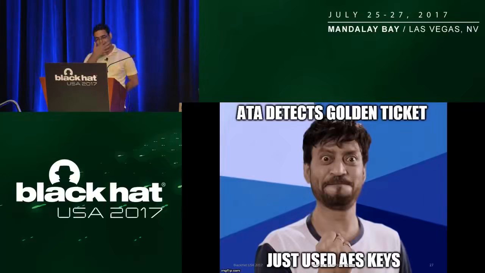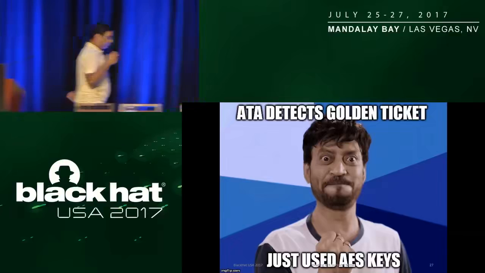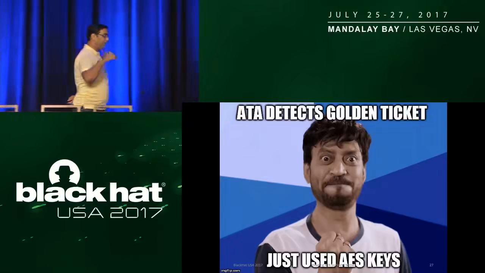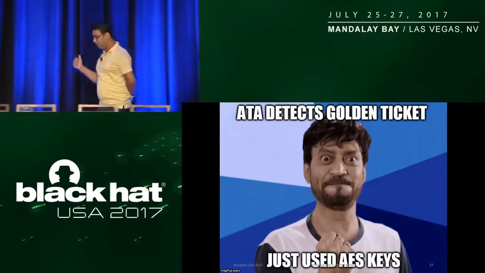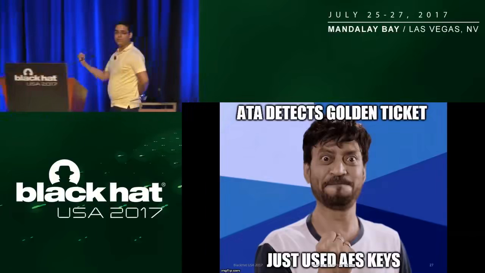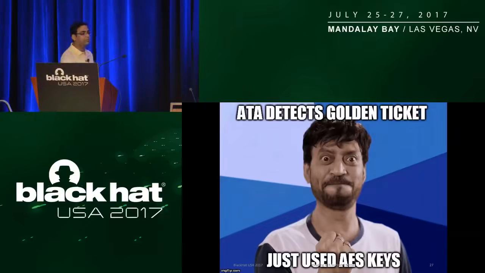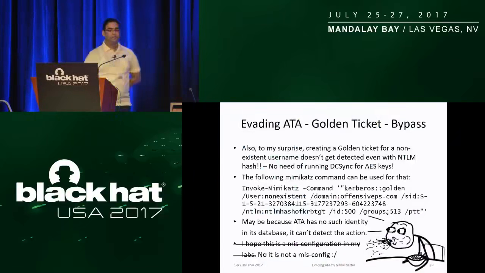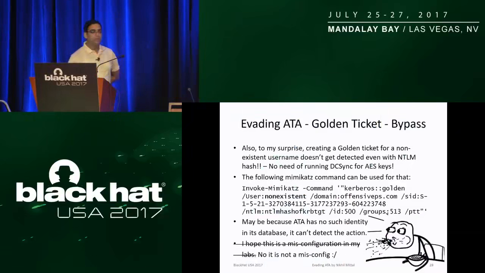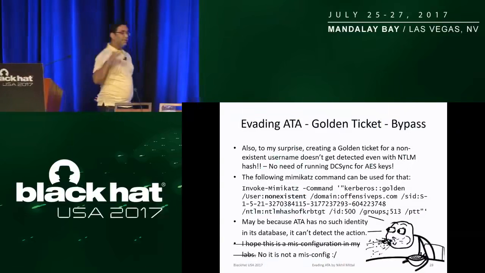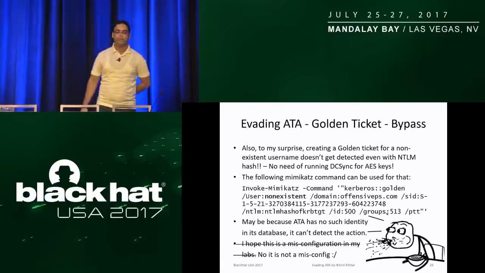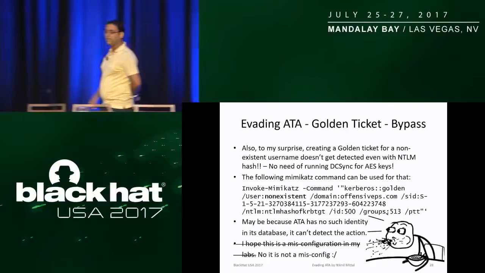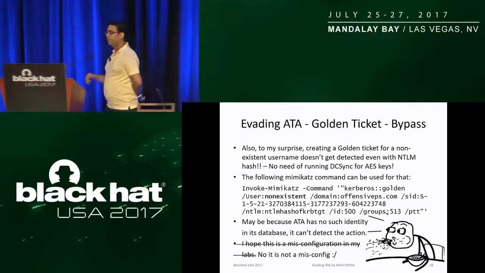So once again, ATA detects golden tickets that use AES keys. I was quite happy with this, and I have a slide for that. I worked with the ATA team, it was fantastic. Up to this time, it was very good with ATA, and I was respecting whatever it was doing. But for some strange reason, this happened. If you create a golden ticket with an NTLM hash, but you use a username that is not in the domain, you make something up, that doesn't get detected. And that is really bad.